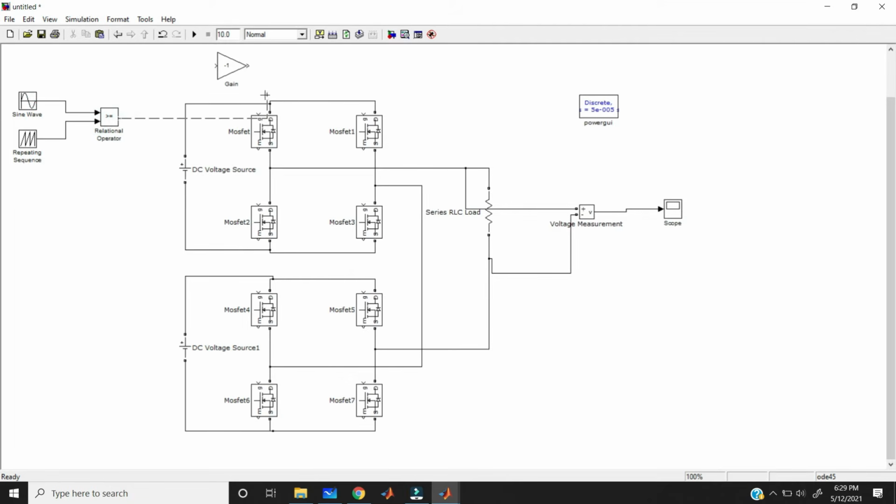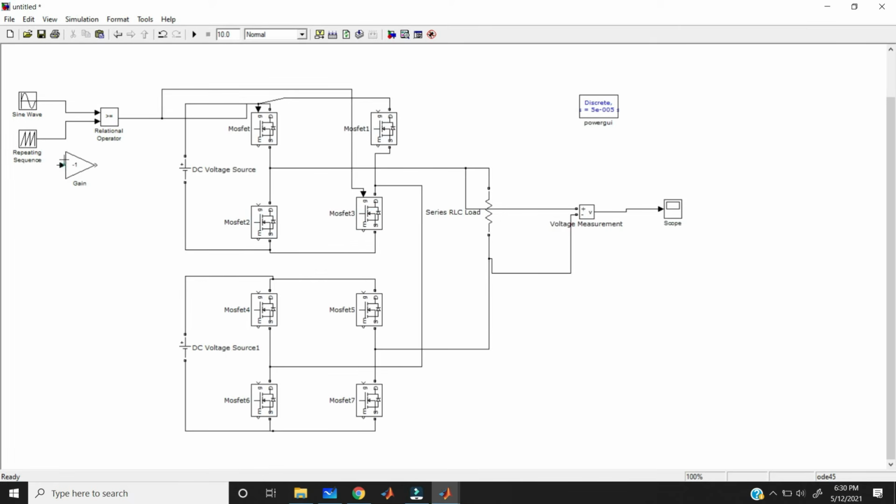To turn on S1 and S2, we need to turn on these two switches at a time, so I'm taking the same pulse. When we turn on these two, we need to turn off the other two, and only then turn on those two. So these two and these two switches are totally opposite. That's why I'm taking the gain and giving it to the sine wave. I'm taking the same carrier wave and giving it to the same relational operator.